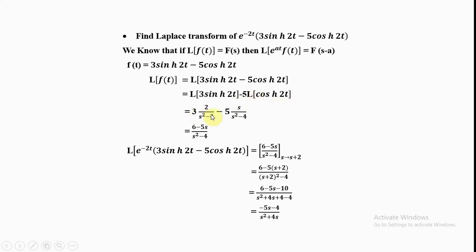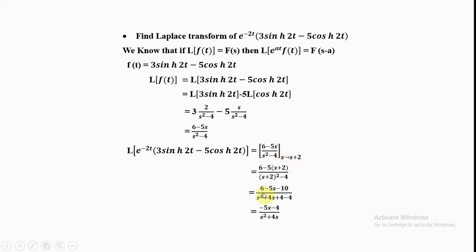We know 3 into L of sinh 2t is 2 by s square minus 4, minus 5 into cosh 2t, which is s by s square minus 4. So here we will get the answer (6 minus 5s) by (s square minus 4). Now we have to find the Laplace transform of e raised to minus 2t into (3 sinh 2t minus 5 cosh 2t). So here 3 sinh 2t minus 5 cosh 2t has Laplace transform (6 minus 5s) by (s square minus 4). There you replace s by s plus 2.